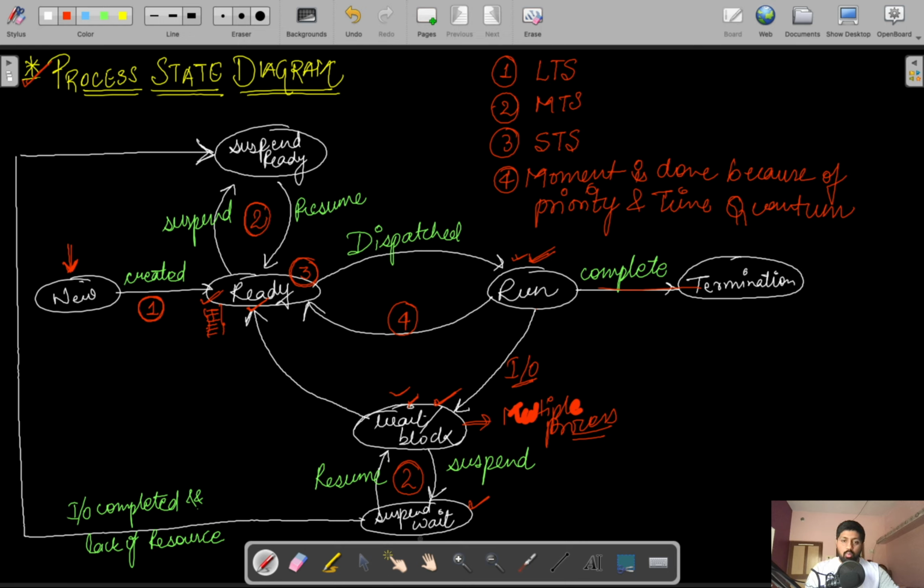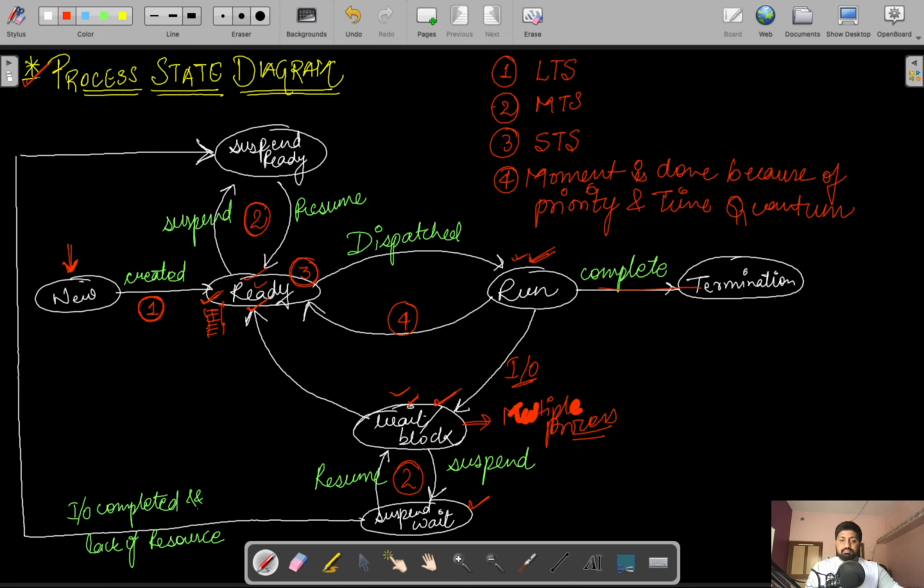Now when the process needs some resources which are not available, then from the running state the process is moved into the suspend ready state, and once the resources are available, it resumes and goes back to the ready state. Remember one thing: whenever a process moves from the suspend ready state, it moves to the ready state only and not the running state. The dispatcher will decide which process to select and move to the running state.